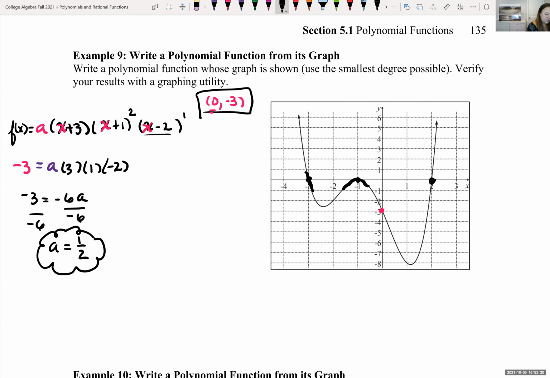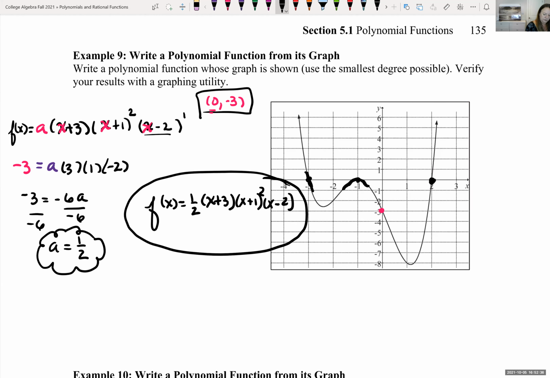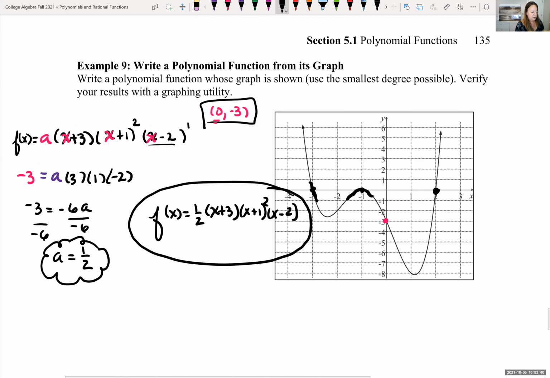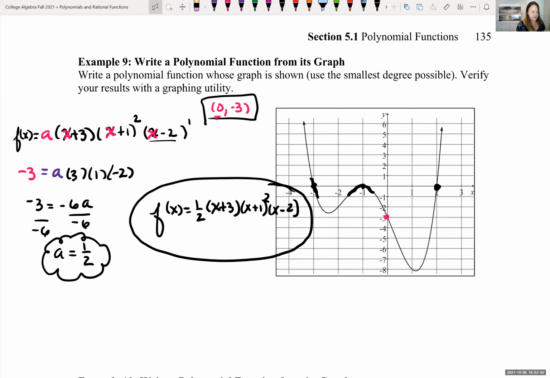And so we've just found our polynomial function with the smallest degree for that graph. So that is 5.1.